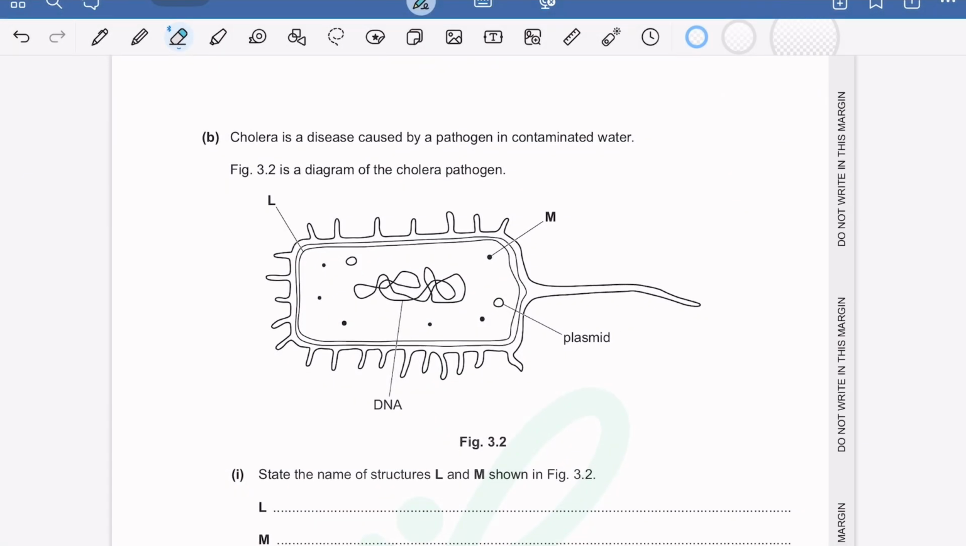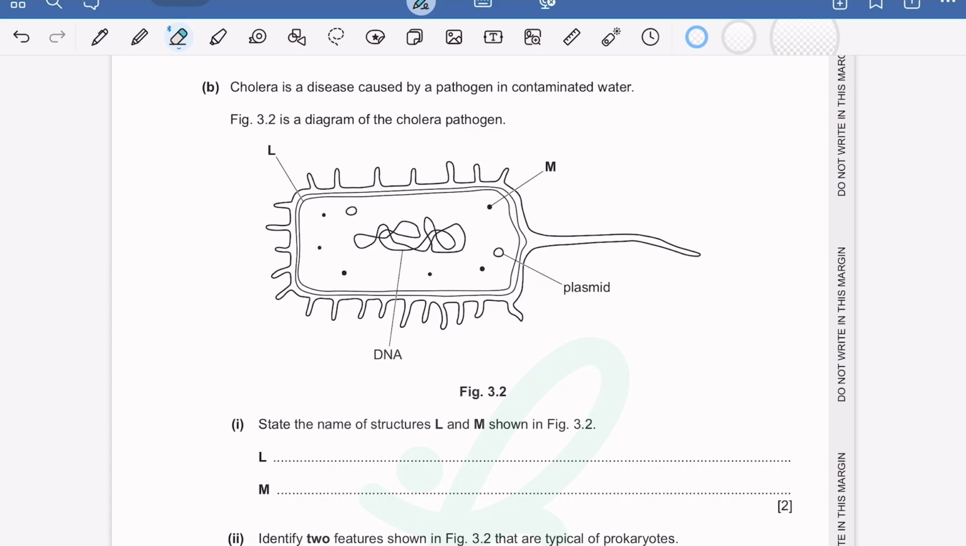The next question says, cholera is a disease caused by a pathogen in contaminated water. Figure 3.2 is the diagram of the cholera pathogen. Now cholera is caused by a bacteria. So basically this is a structure of a bacteria. Further, state the name of the cell structures L and M shown in figure 3.2. So we can say that L is the cell membrane as it is the inner layer, whereas M will be the ribosome.